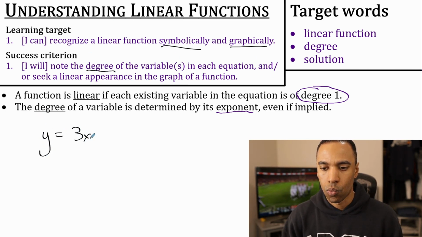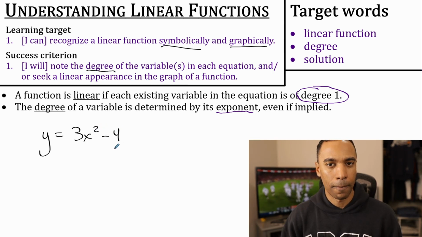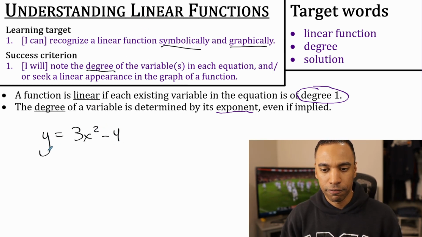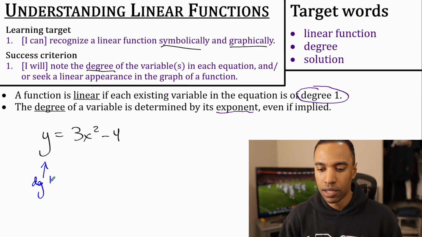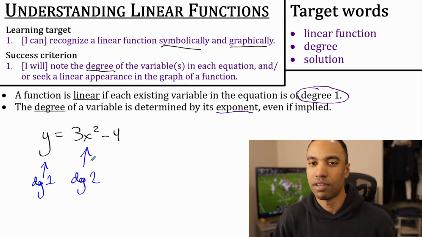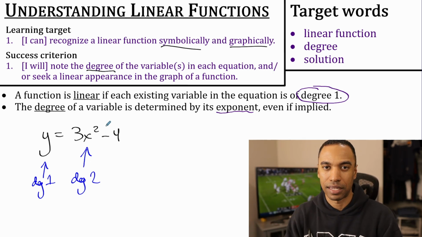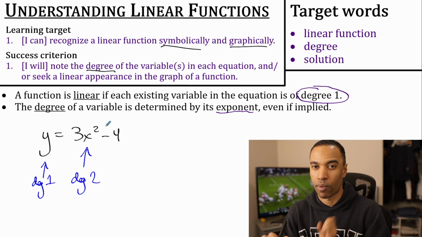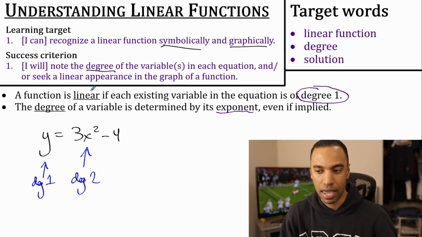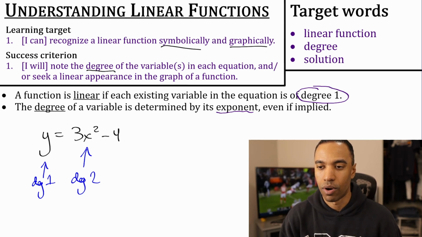How about this? Y equals 3x squared minus 4. Well, this y to the first power is still of degree 1, but suddenly the x squared term, this is of degree 2. Because it's of degree 2, this function then becomes nonlinear. If I graph this, it actually becomes one of those U-shaped parabolas. So it doesn't make a line, which is kind of what we're looking for there.